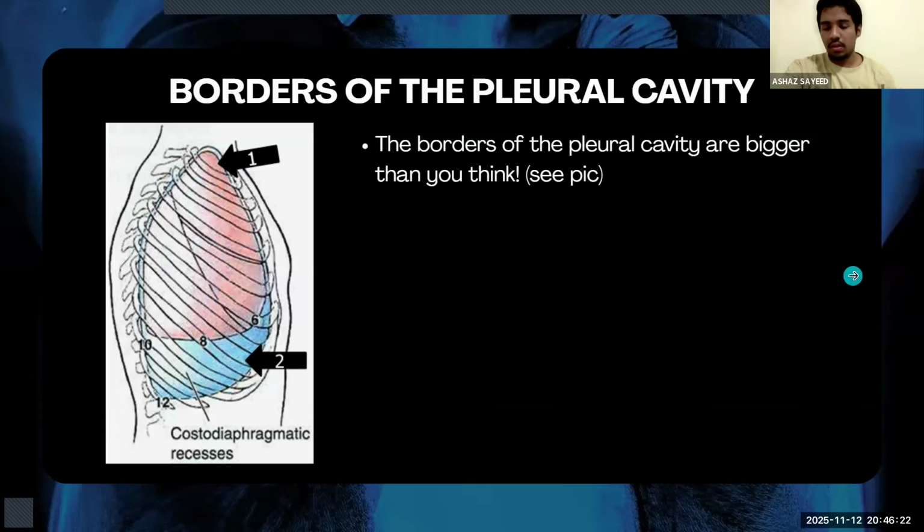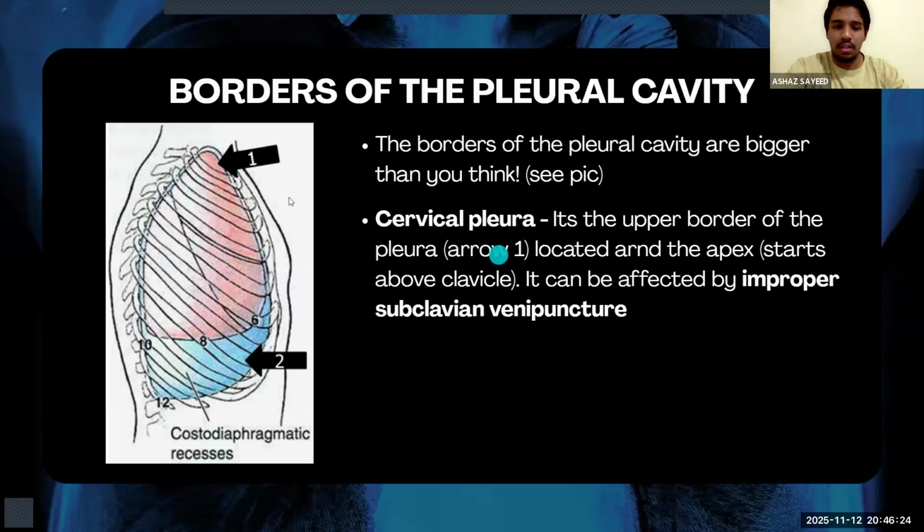Okay. So the first thing, the cervical pleura, is the upper border. And this pleura can be punctured by something called subclavian venipuncture. So let's say you want to inject something in the subclavian vein. If the injection is not done properly, it can puncture the cervical pleura, and we don't want that.